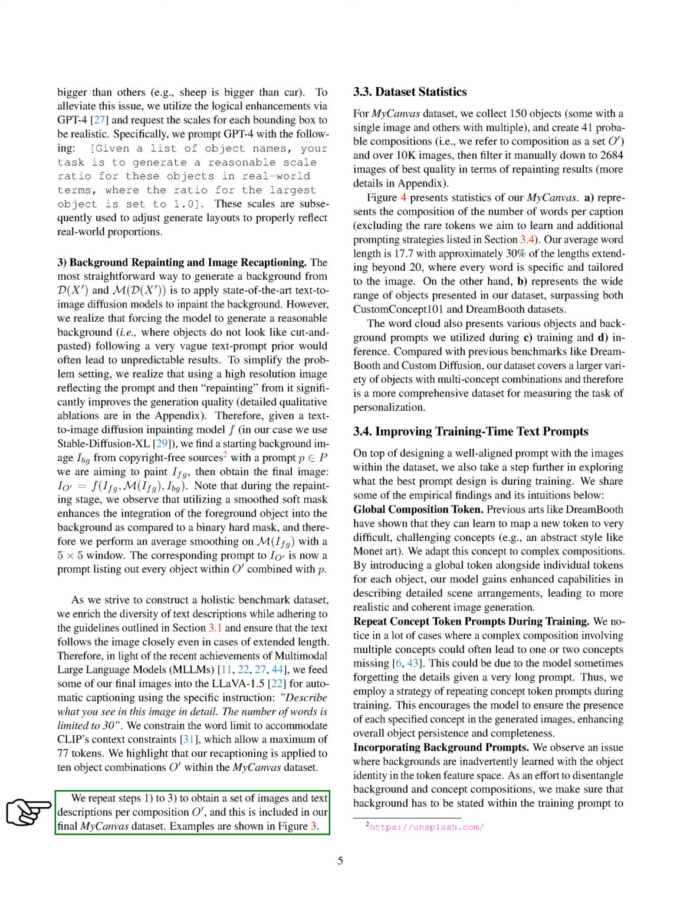Section: Dataset Statistics. In this section, we discuss the dataset statistics for our MyCanvas dataset. We gathered 150 objects, some represented by a single image and others by multiple images. We then created 41 probable compositions, which we refer to as a set of objects, and initially had over 10,000 images. After a manual review for the best repainting results, we narrowed it down to 2,684 high-quality images.